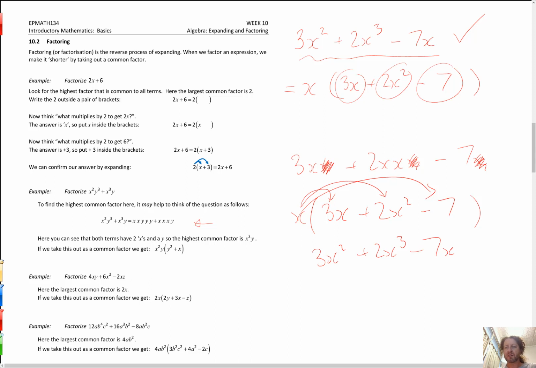There's no common factor to all three of them. These two have x in common, but minus 7 doesn't have an x. There's nothing left I can factorise out, nothing in common between these three unlike terms.